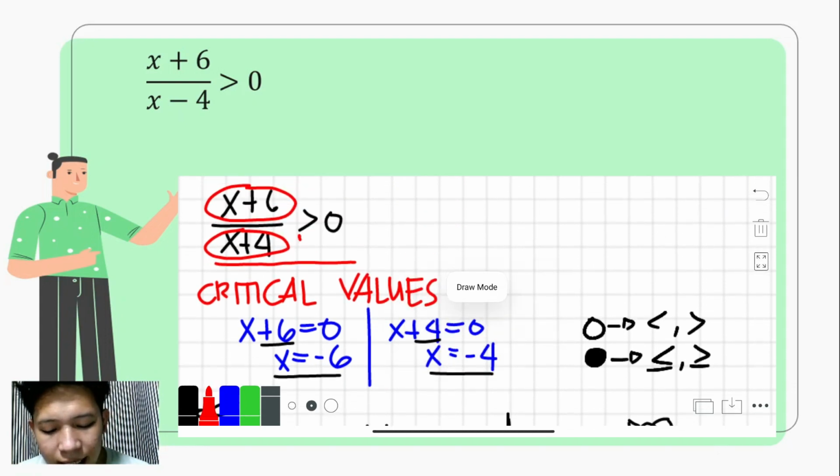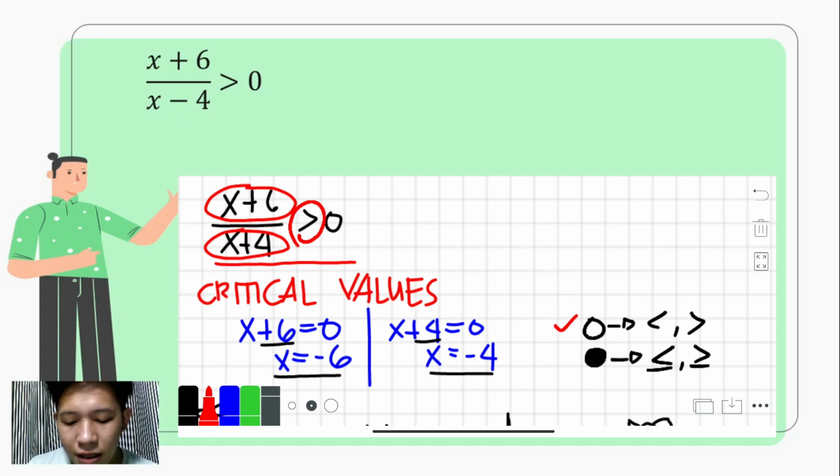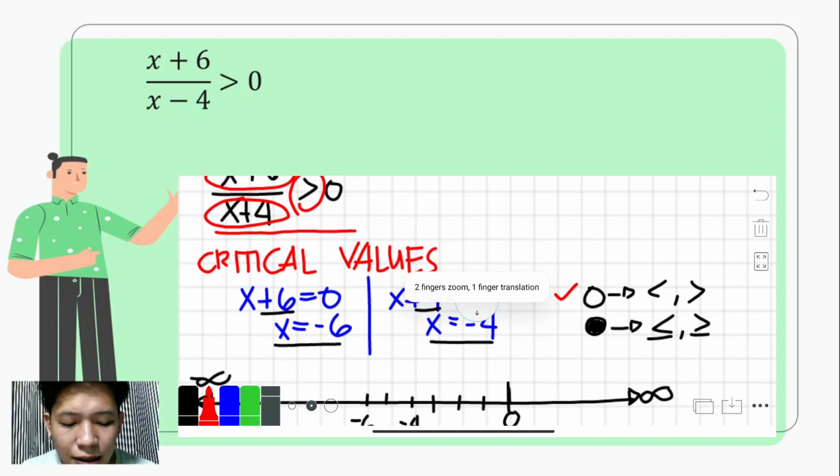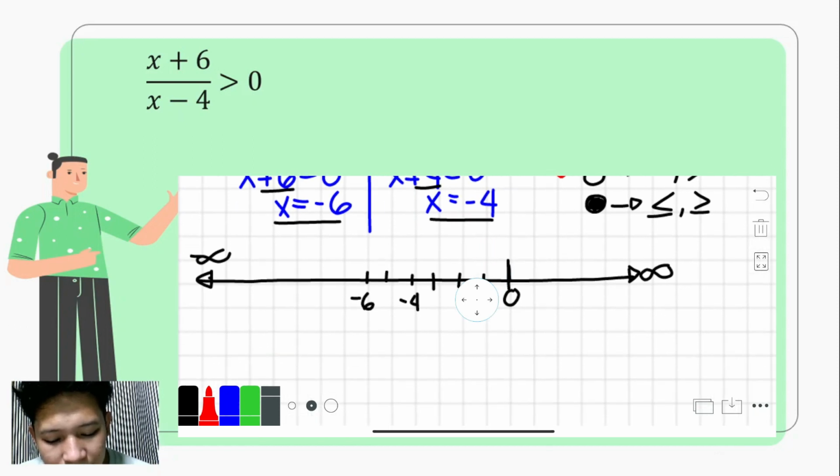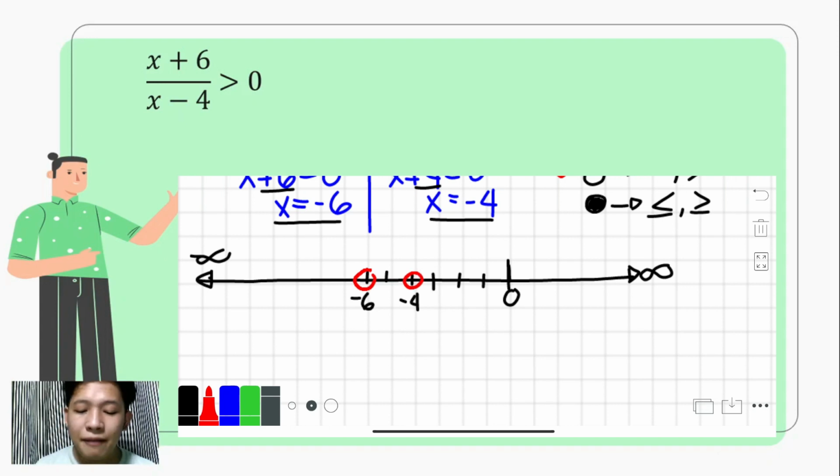That is greater than. So, ibig sabihin, we are to use what? We are to use hollow dot. Okay po? So, kapag greater than or less than lang, wala tayong problema kasi lahat ng critical values natin dyan would have a hollow dot kasi hindi siya included.